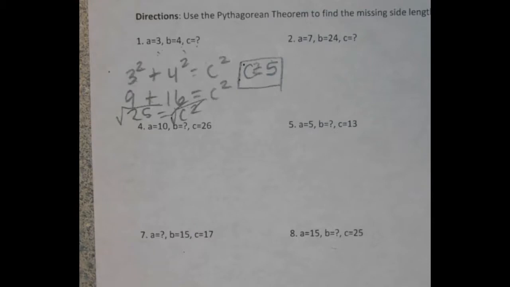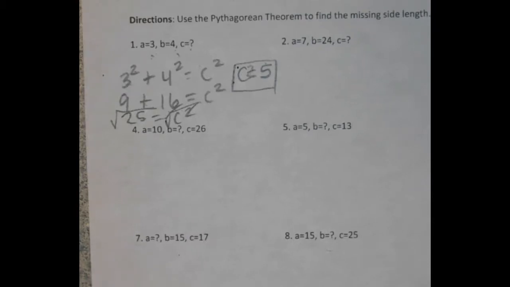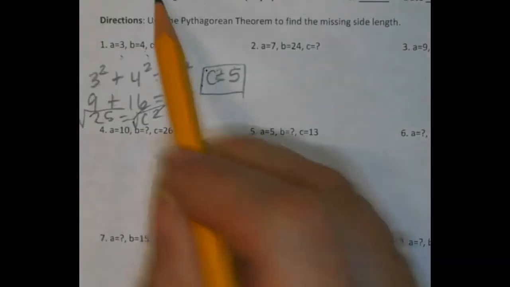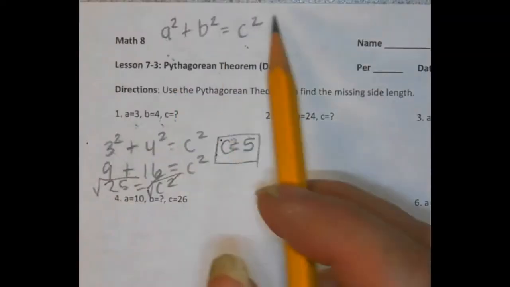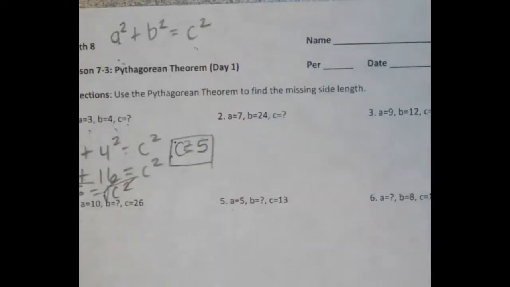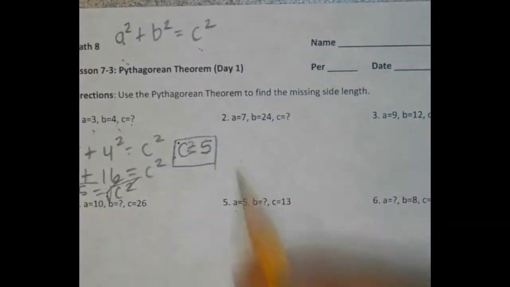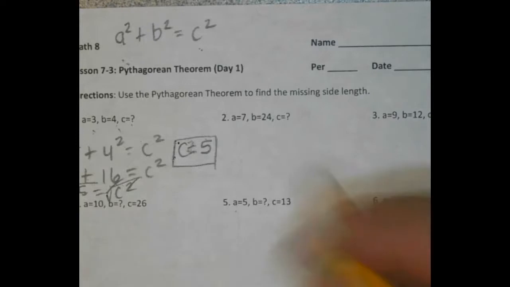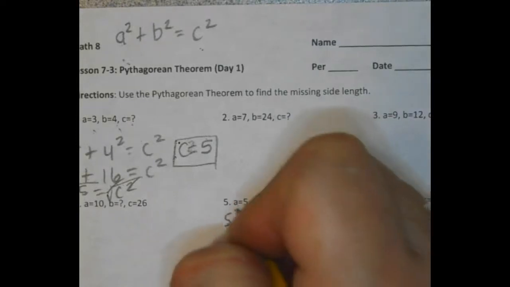Let's do another one. Let's look at number 5. So if I take my equation, a squared plus b squared equals c squared, and I'm looking at number 5, what is a going to be? So I'm going to say 5 squared, and what is b?